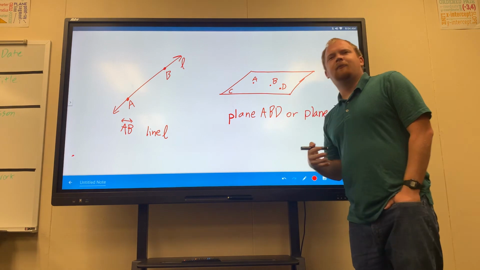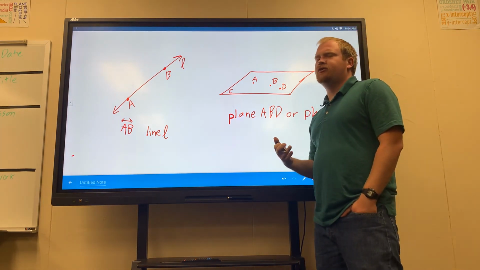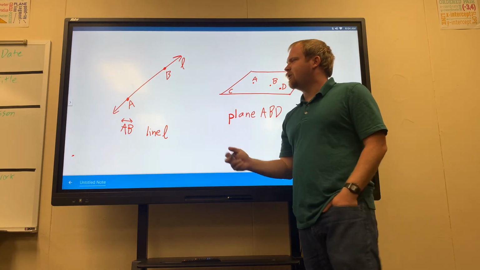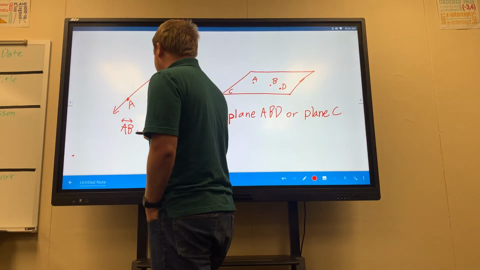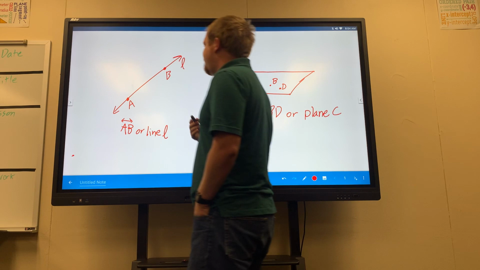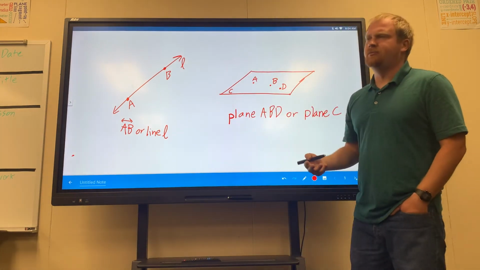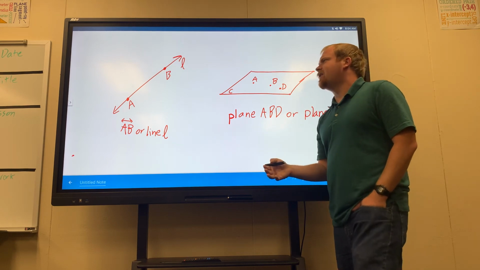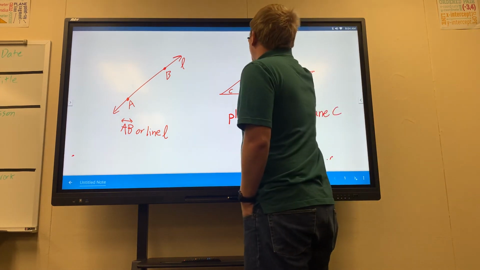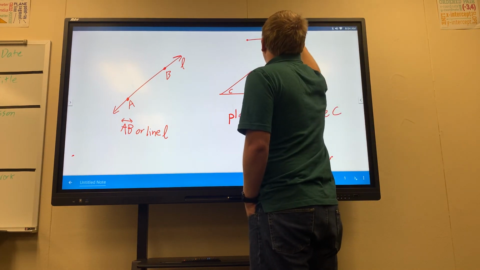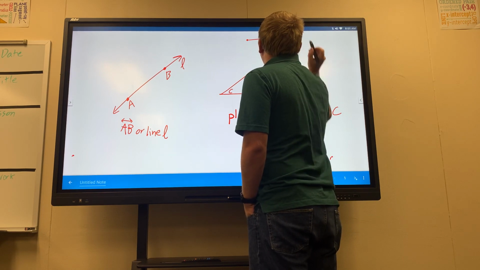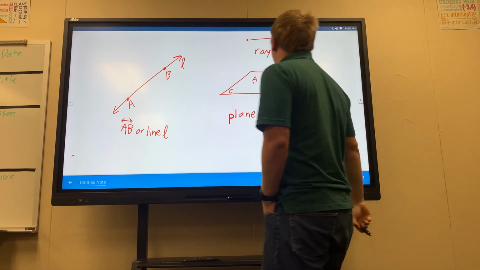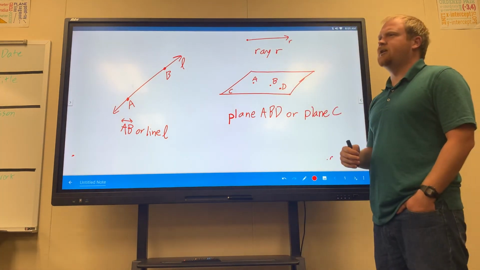So I'm showing you this video so that you guys know that there is a second way of identifying the lines or the planes. Typically with a ray, it'll be the same way. So for example, if you see a ray like that, typically you can just say ray R. It'll be the same way.